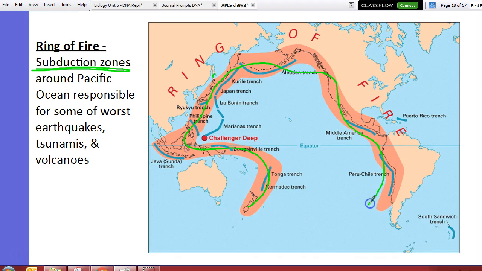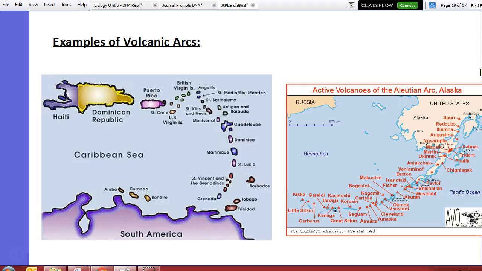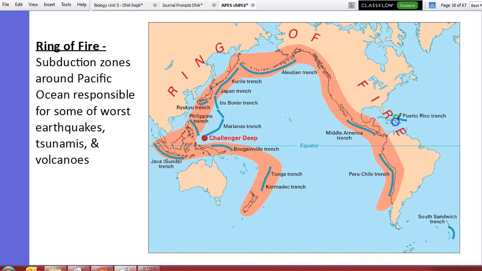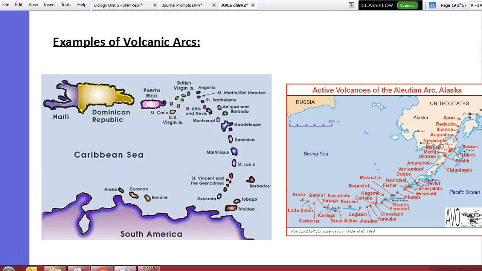This is a big plate here. It's a big oceanic plate, and what happens is when it hits these other continental plates, it's going underneath that, and it's creating a lot of volcanoes and earthquakes. So some examples, you'll see the Caribbean, there's one right here, it's a tiny one, but that's an example. All these little islands were formed from volcanoes.